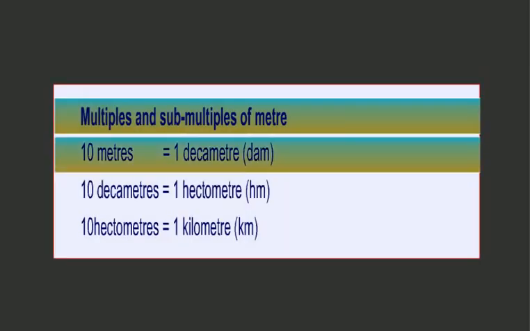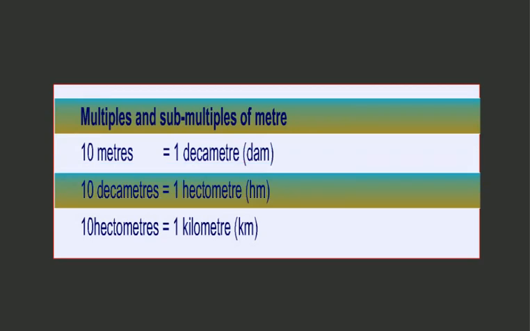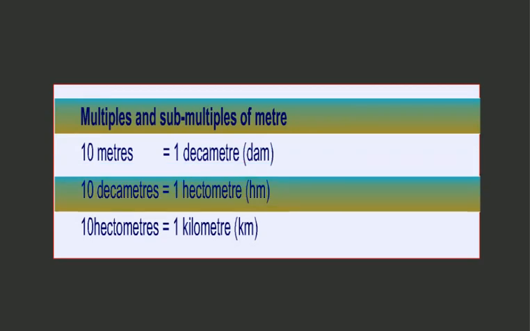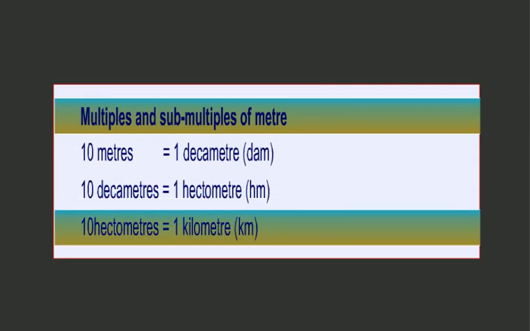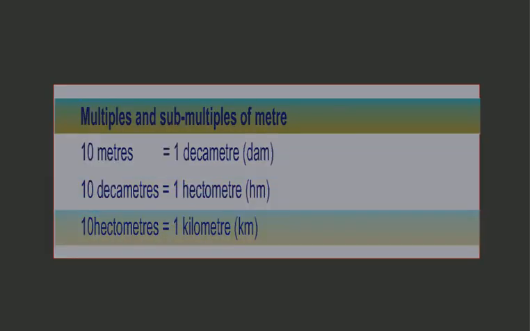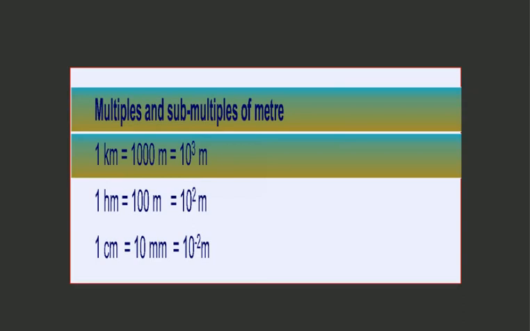Similarly, 10 meter is equal to 1 decameter. 10 decameter is equal to 1 hectometer. And 10 hectometer is equal to 1 kilometer. That is, 1 kilometer is equal to 1000 meter.